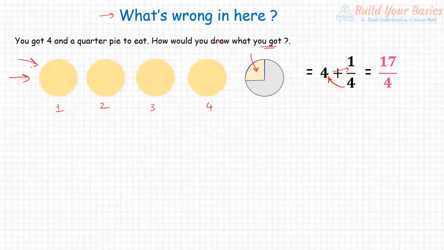So this is the diagram here. What is this diagram saying? This diagram is saying you have 4 pies and a quarter pie, correct? 4 and a quarter.